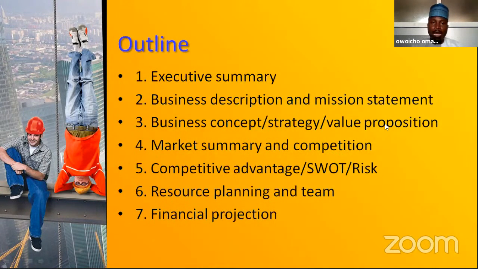All right, the 7 sections are: one, you should do an executive summary. Two, you should do a business description, tell us the mission statement. Three, business concept, strategy, and value proposition. Number 4, we need to have your market summary and competition. Number 5, give us your competitive advantage, give us your SWOT, give us your risk. Number 6, tell us about your resource planning, operational plan, market plan, and then your team, that is the people management, human resource plan. Number 7, give us your financial projection. Give us a summary of your financial projection. The details of how you arrive at this summary, please put them as the appendix. These are the 7 things.